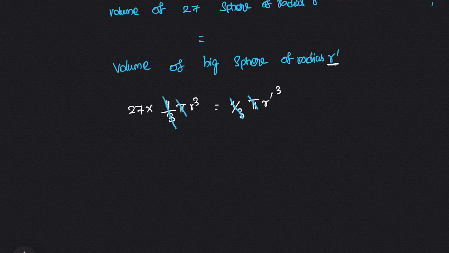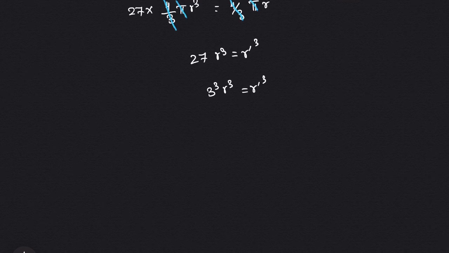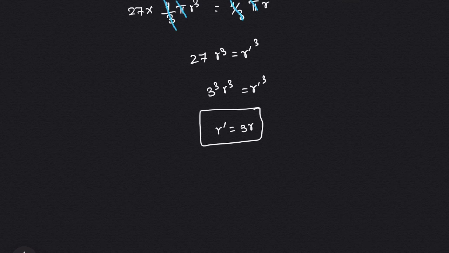Now the radius. So just cube root for both sides. So 27 r cube is equal to r dash cube. So we can write that 27 is equal to 3 power 3. So 3 cube r cube is equal to r dash cube. So we need r dash only. So just cube root for both sides. So r dash is equal to 3 times the radius.